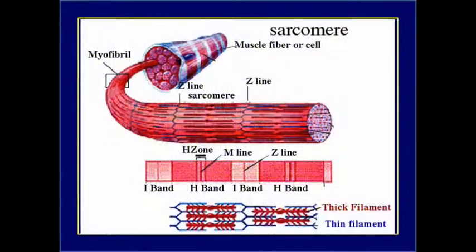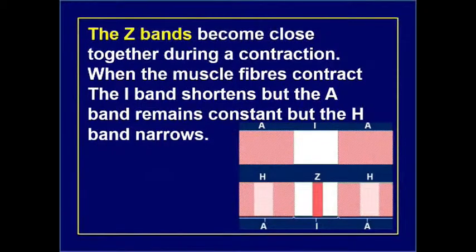Okay, so that's what we said. So here we see the Z band here, and here's the sarcomere. So it's this part between the Z bands that we get our contraction. The Z bands become close together during contraction. When the muscle fibers contract, the I band shortens, but the A band remains constant.